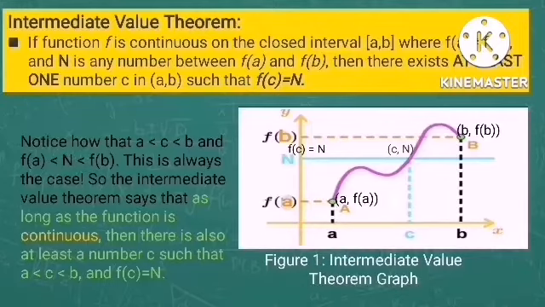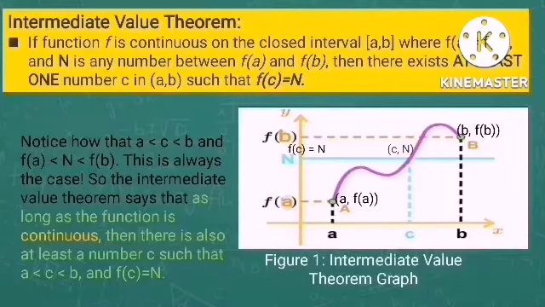To visualize this, let us look at this graph. See that n is between f(a) and f(b). Also, a is less than c and c is less than b. So therefore, we know that there is a possibility that f(c) is equal to n.